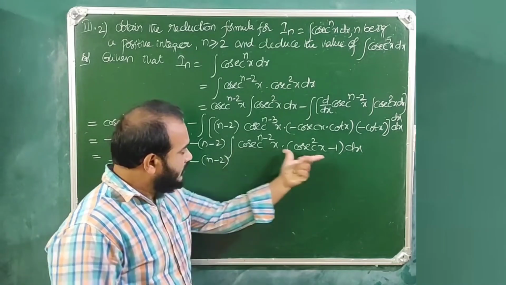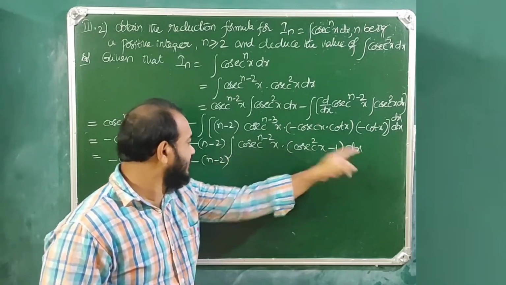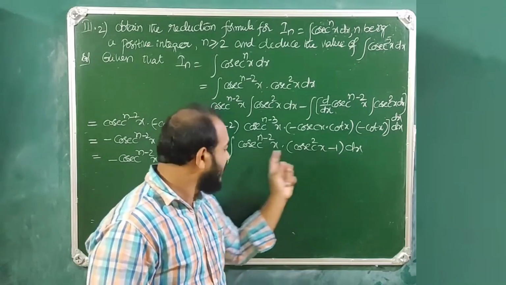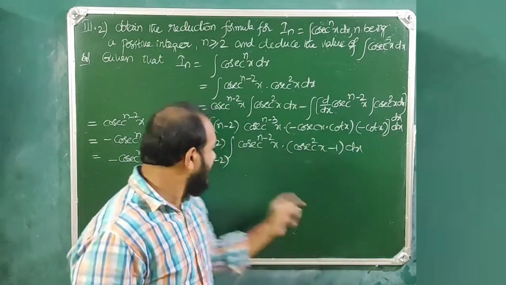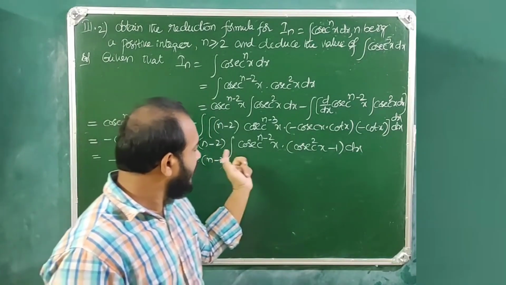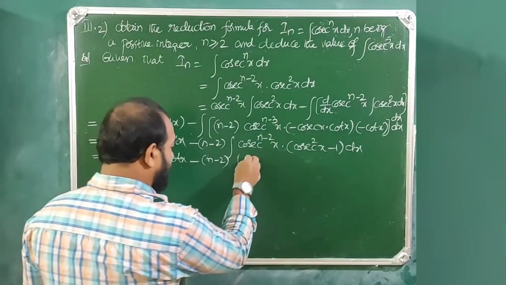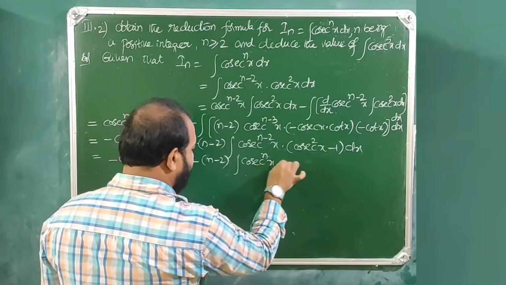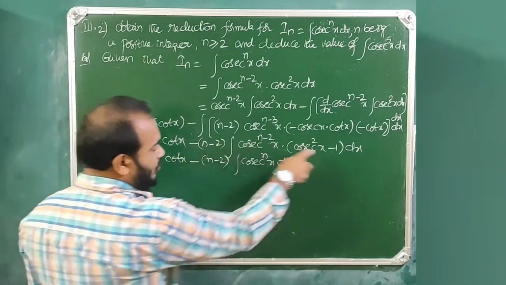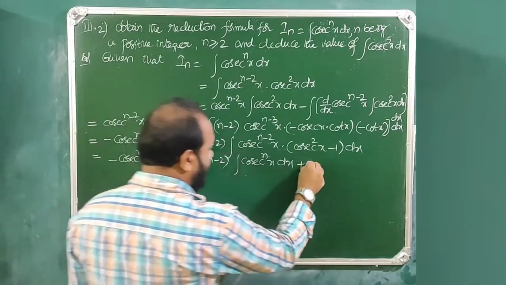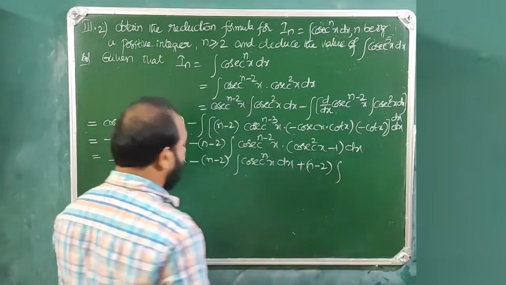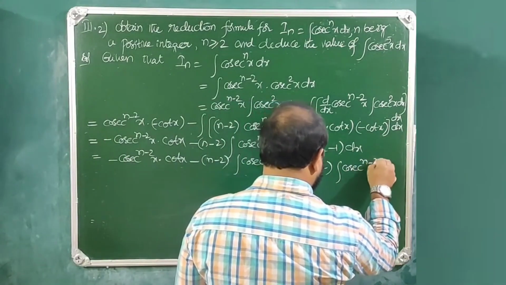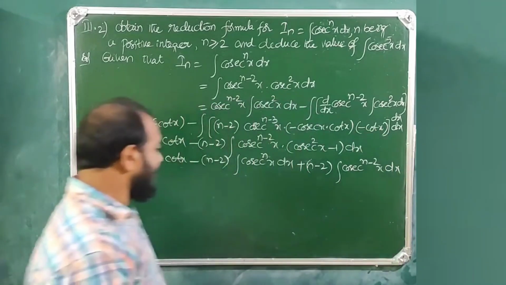So cosecant power (n-2)x into cosecant square x integral dx. n minus 2 is multiplying, and cosecant power (n-2)x into 1 is cosecant power (n-2)x, n minus 2 integral dx. So n minus 2 is multiplied with both of them. So n minus 2 integral cosecant power (n-2)x into this. So this is cosecant power nx dx, minus into minus plus, n minus 2 integral cosecant power (n-2)x into 1 is cosecant power (n-2)x dx.